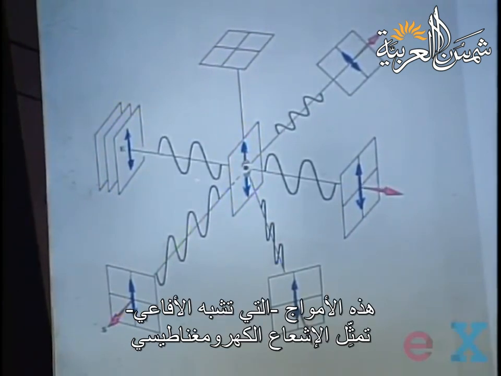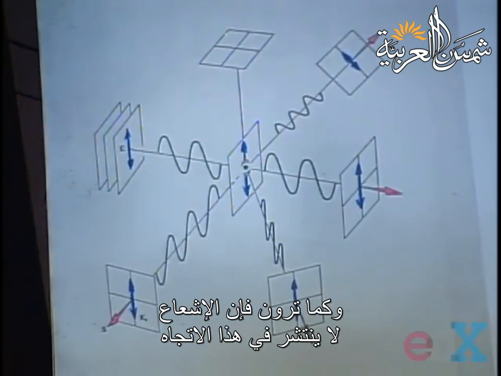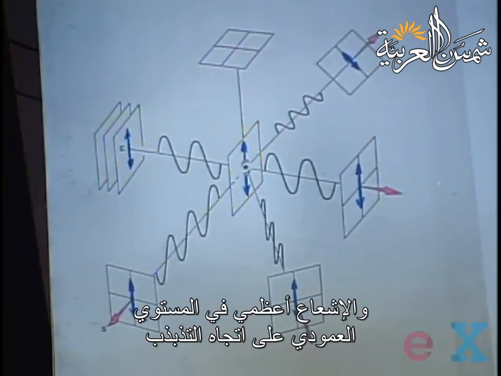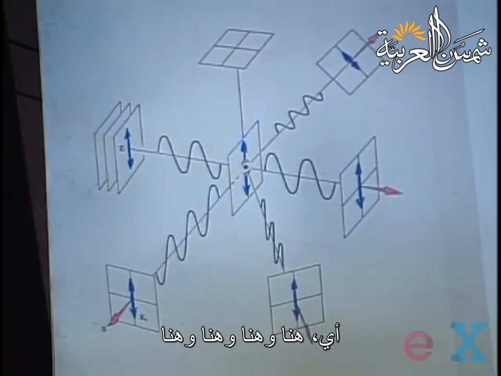For one thing, notice these waves here, these snakes, represent electromagnetic radiation. And nothing is going out in this direction, and we understand why. The maximum is going out in a plane perpendicular to this direction. That is this, and this.